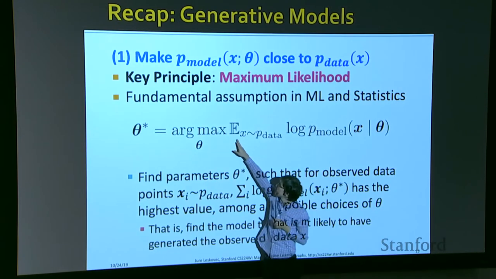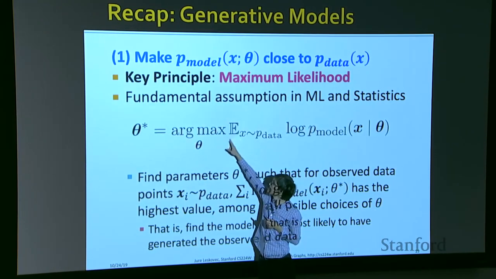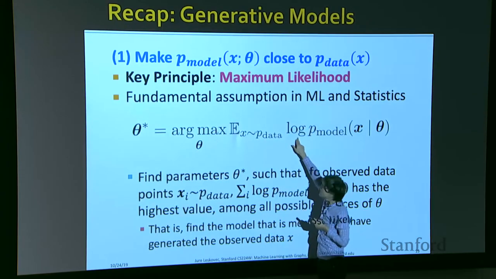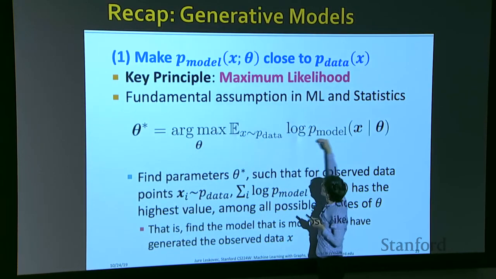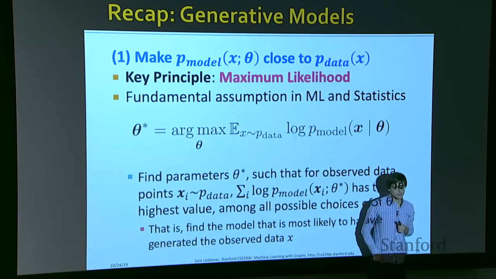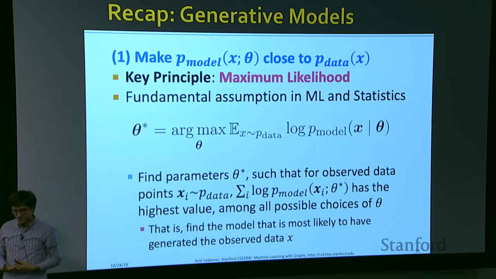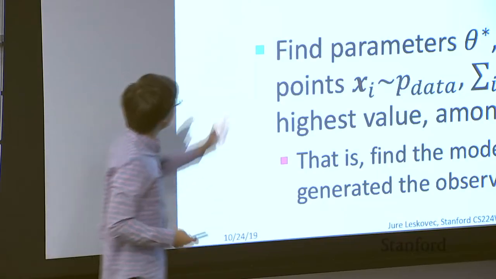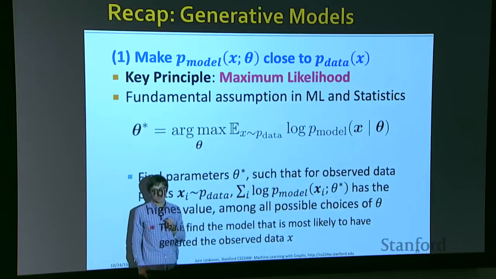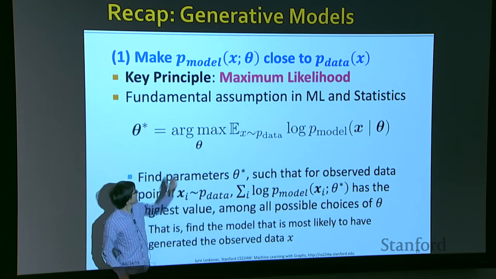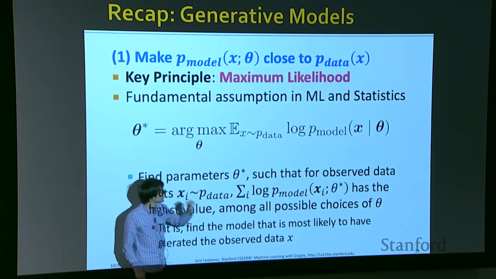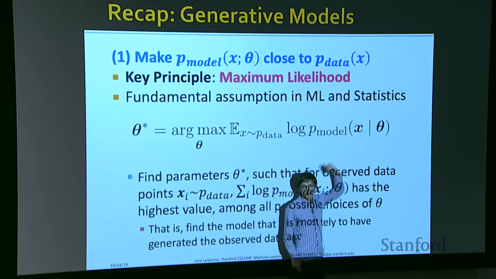Notice here I'm taking an expectation, which simply means take a sum, and I have a sum of logarithms. So this is what is called the log likelihood. And if you go back to the lecture on community detection and BigCLAM and AGM, the affiliation graph model, there we wrote out the same equation, right? We said I want a model that is most likely to have generated my data.